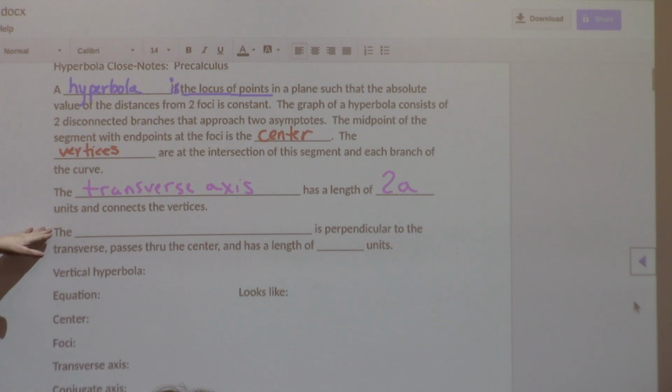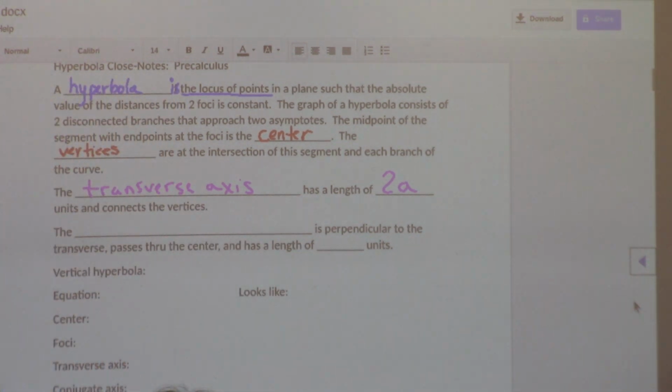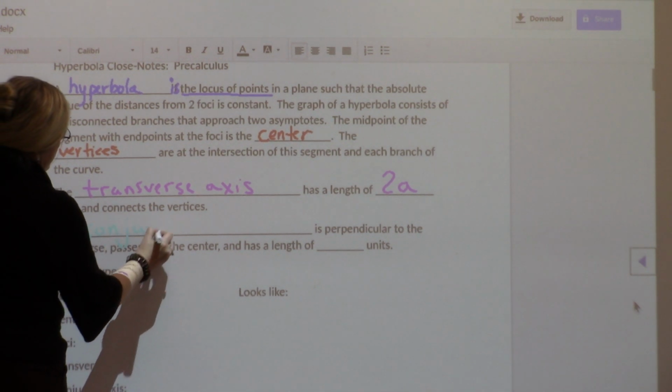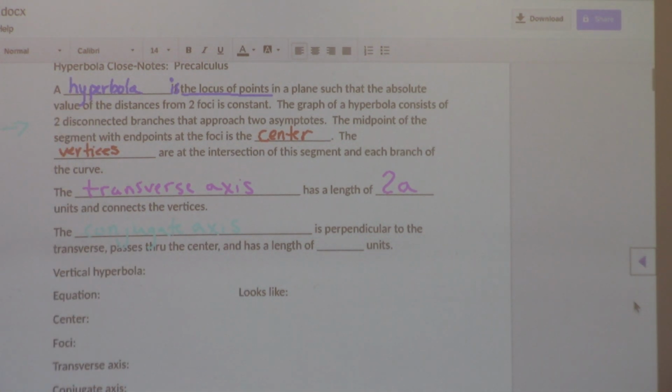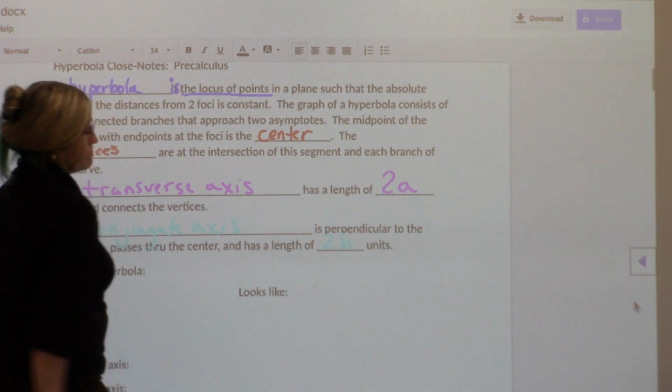Now, there is another axis that's perpendicular to the transverse and passes through the center. So now we have this other guy that passes through this one. Yep. It is perpendicular to this one, goes here. It is called the conjugate axis. Conjugate axis. It is perpendicular to the transverse axis, passes through the center, and has a length of 2b.